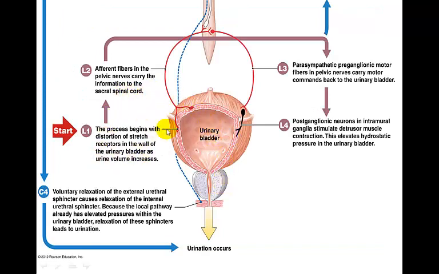So if we look at the process, it starts with a stretch. That sends a message to the sacral region of the spinal cord. These are the afferent fibers carrying sensory information to the sacrum. The sacral region will then send a parasympathetic message back to the urinary bladder wall, where it will cause the urinary bladder wall to contract, and that contraction will cause the opening of the internal urethral sphincter, but until you relax the external urethral sphincter, the actual urination will not occur. So this needs to be relaxed as well to allow the urine to pass out of the body.